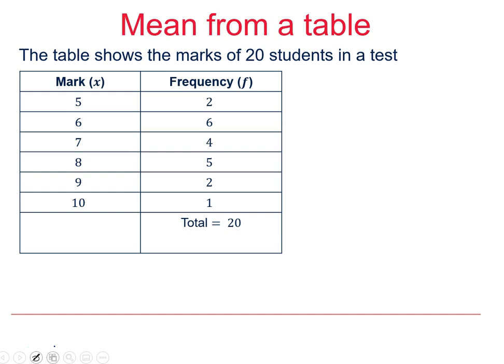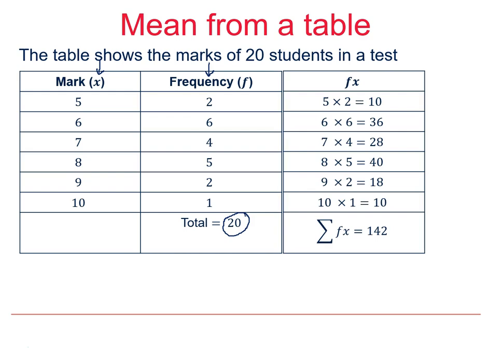You should be familiar with being given a frequency table. So you can see here we have frequency, f, and the mark indicated x, our random variable. We have 20 marks altogether, and in order to find the mean from this table, you would work out the total number of marks altogether, and that's obtained by doing frequency multiplied by mark. So we had 2 5s, 6 6s, etc.